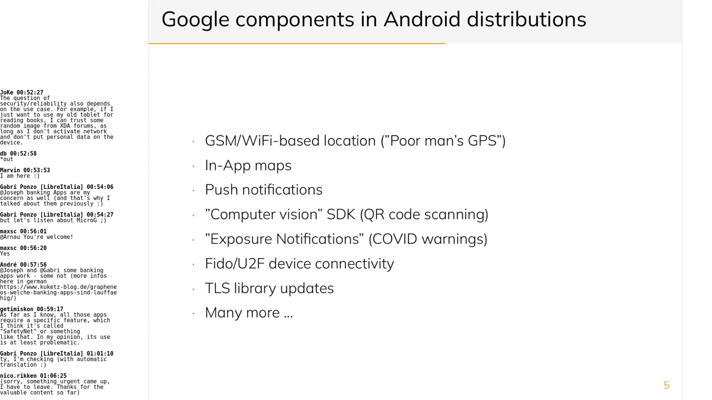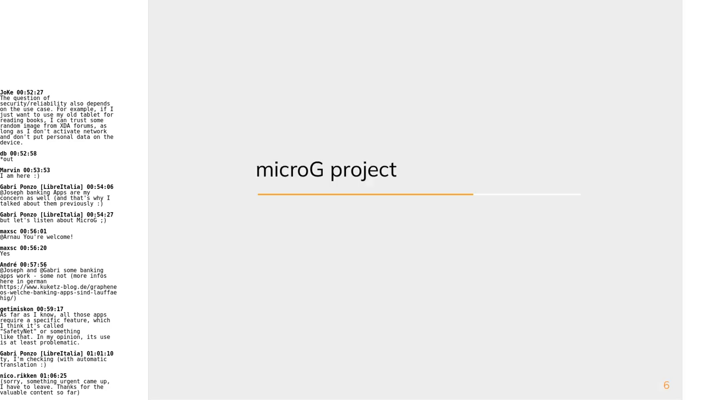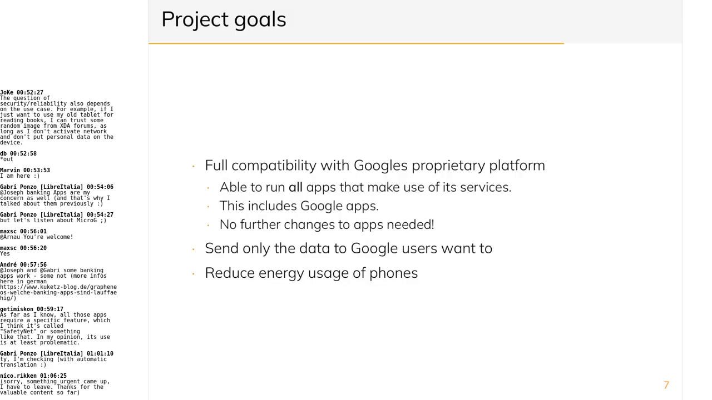So that's all kind of stuff from Google, and as I mentioned, microG is basically about replacing those. So providing an alternative that is fully compatible with what Google built, so that applications that use these services or components run without any modifications. So that you can just install the application from the developer just like they built them, and run it on your device even if you don't have the Google services on it.